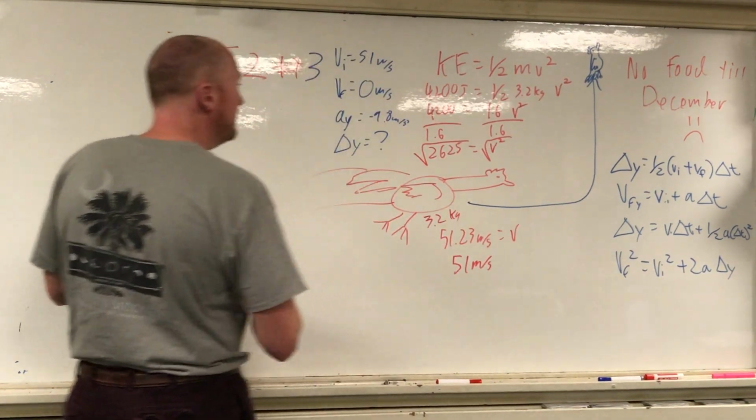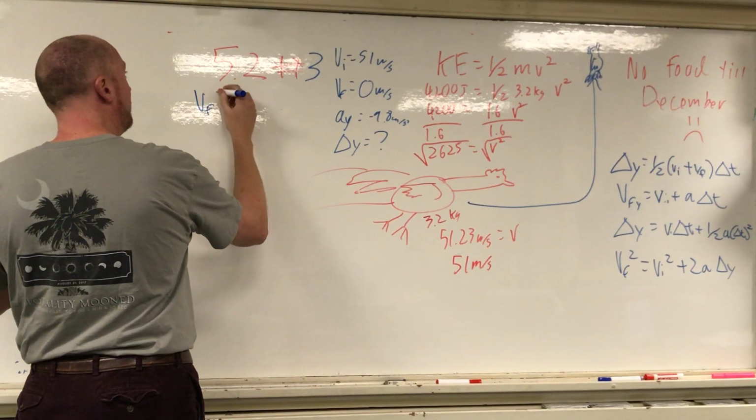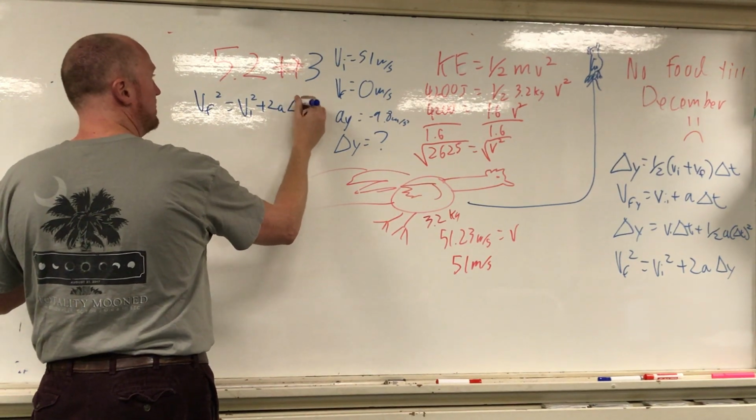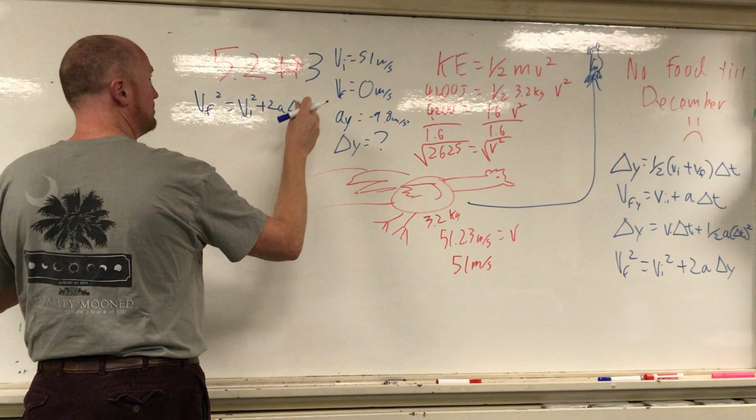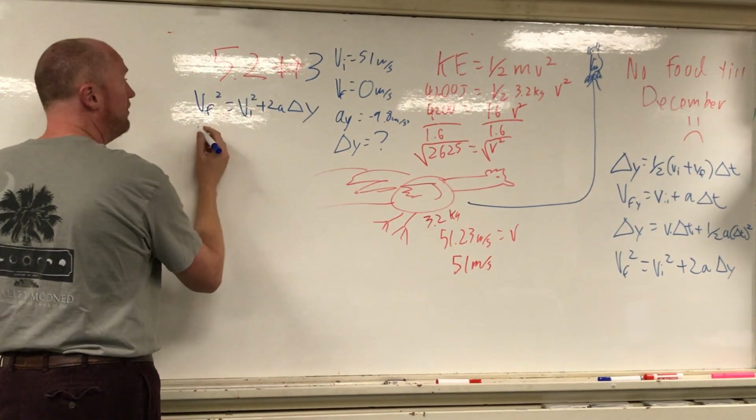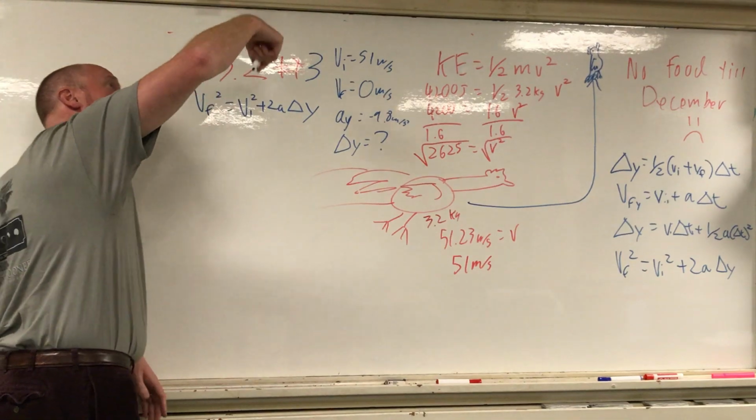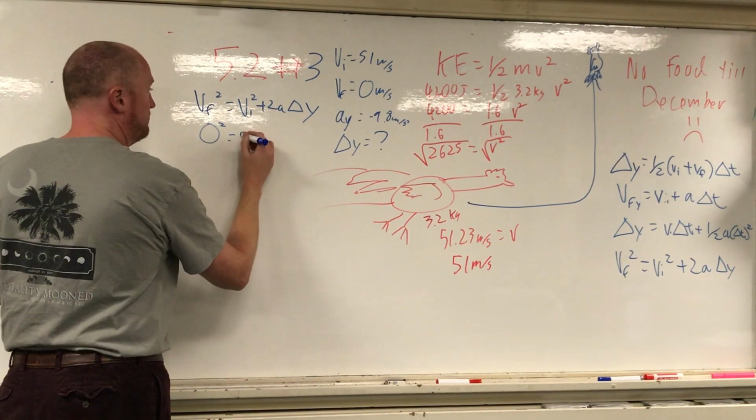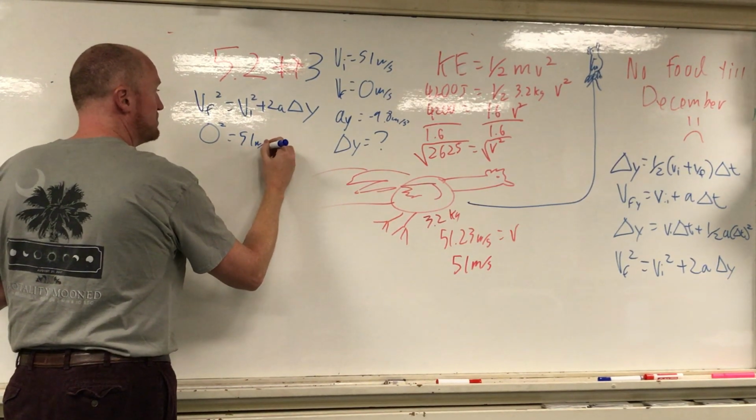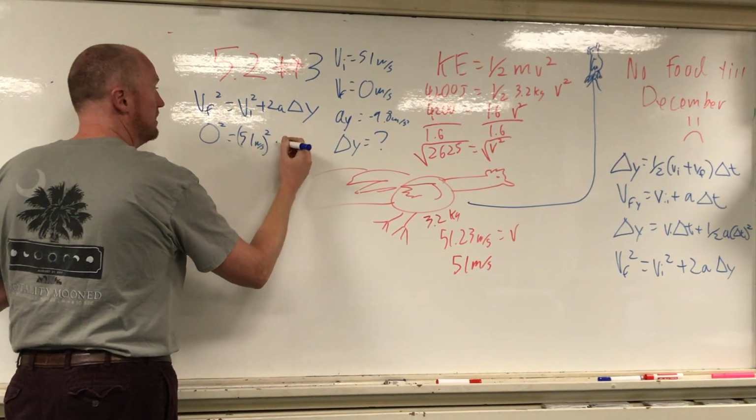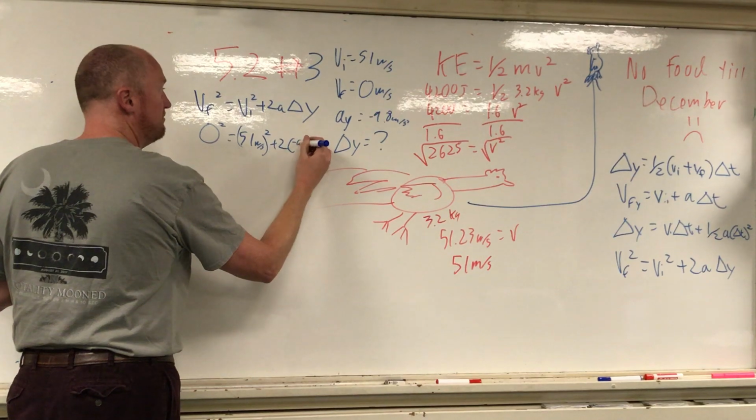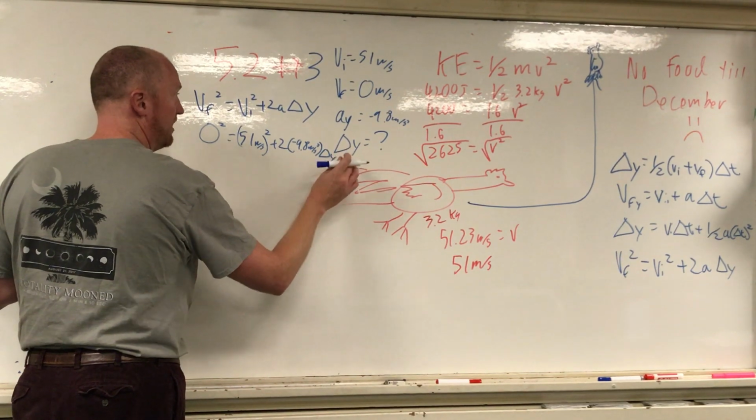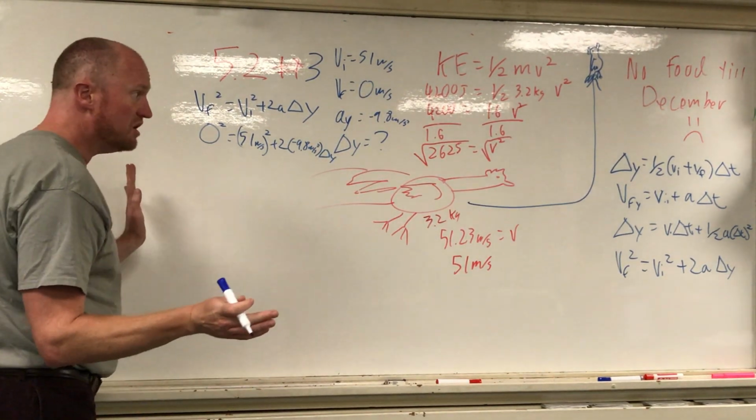Okay, so going over here, final velocity squared is equal to the initial velocity squared plus 2a delta y. We're going to find delta y. So, final velocity: when you get to the highest point, for a split second, you have 0 velocity. Initial velocity is 51 meters per second, and that is squared, plus 2 times negative 9.8 meters per second squared times delta y. That's what we're trying to find here. Let's start working with this.